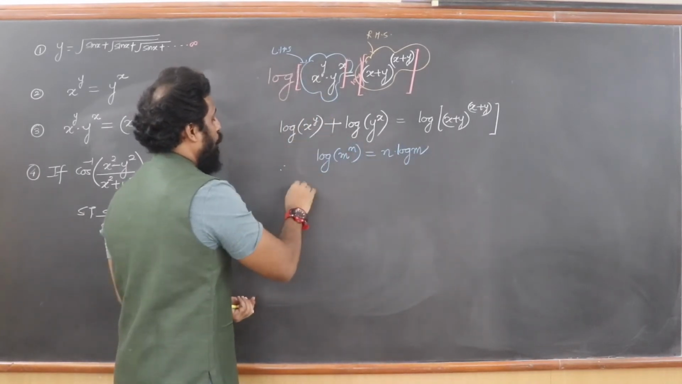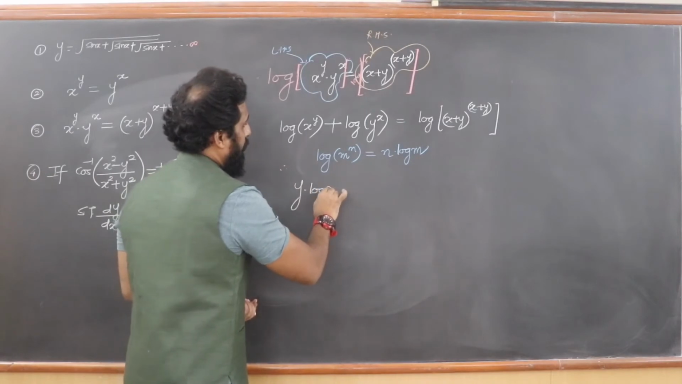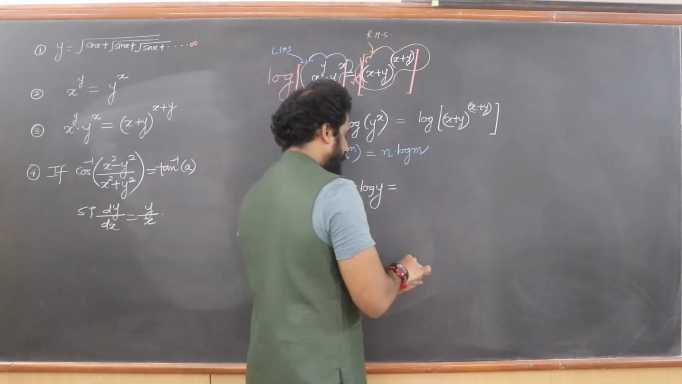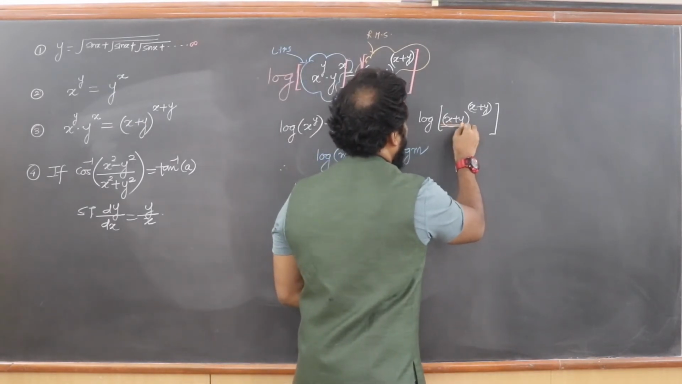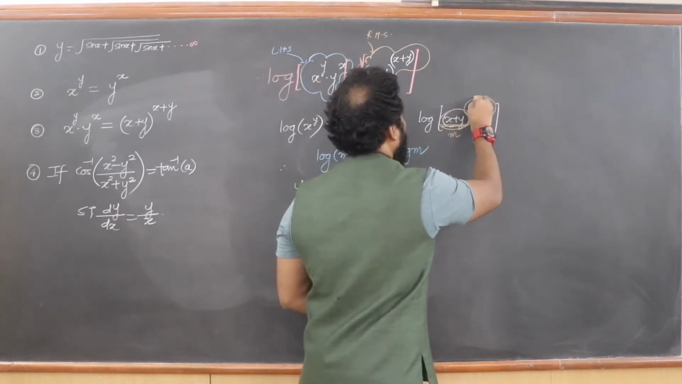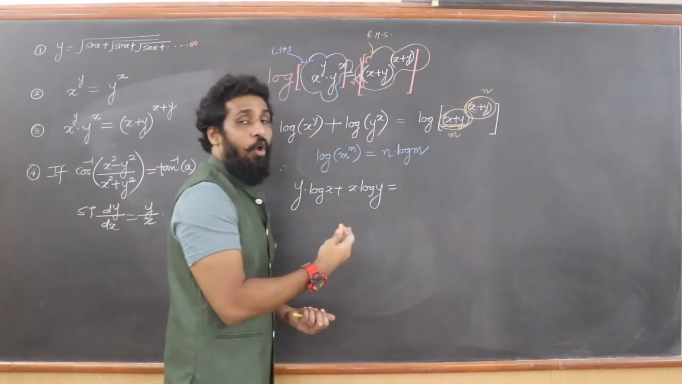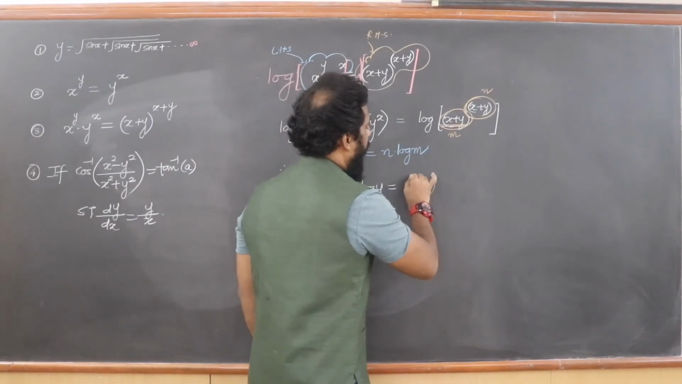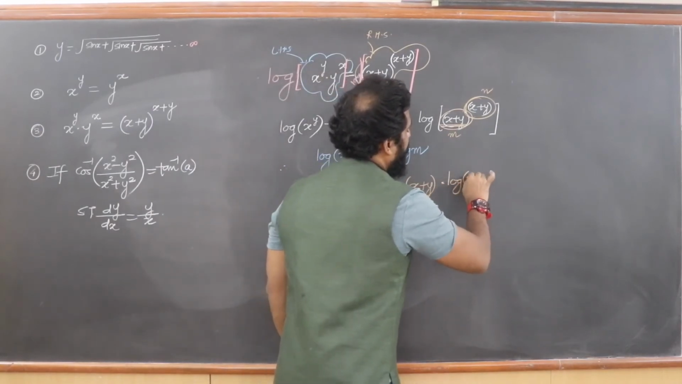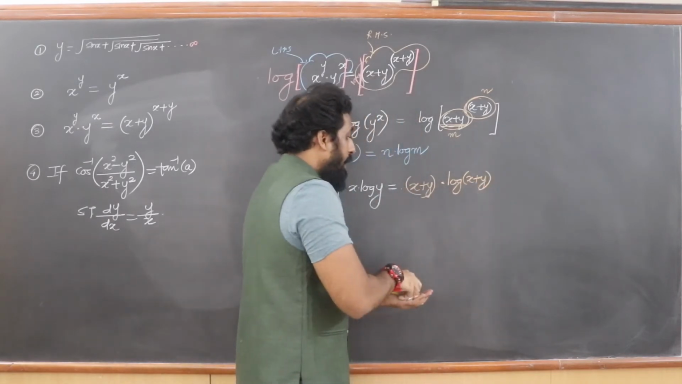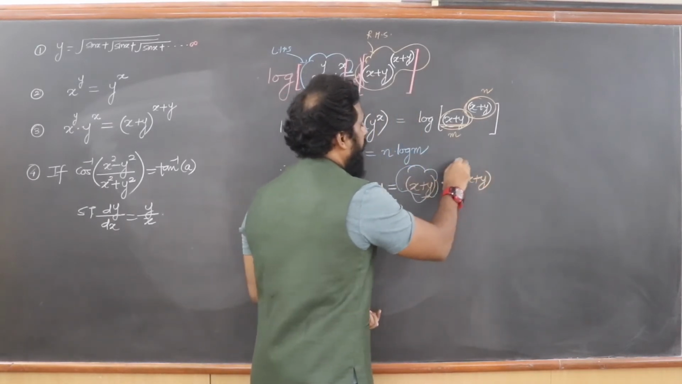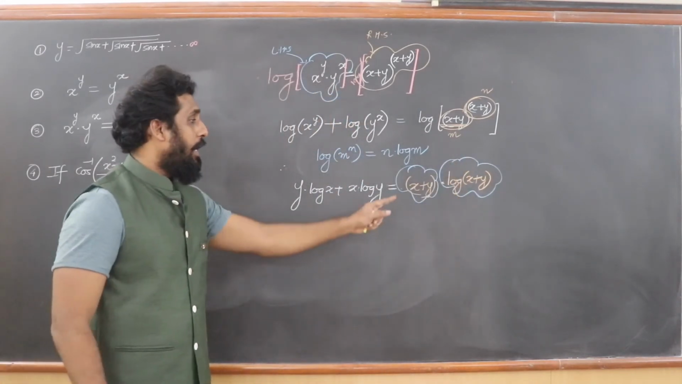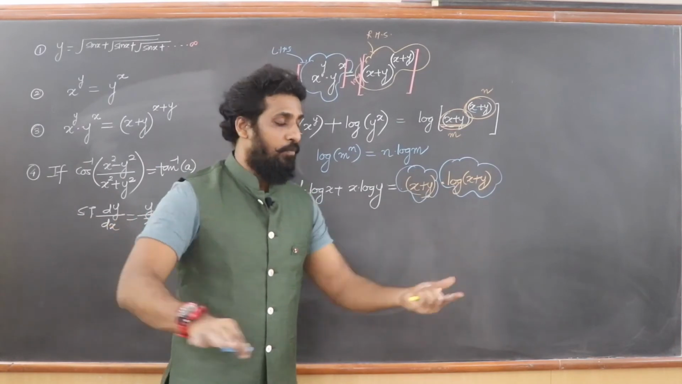So I have log of x raised to y, I can write y log x. Then there is x into log y, isn't it? And then there is this again, x plus y. X plus y is like m, and another x plus y is like n. So this is like log of m raised to n. So again n comes down. So I'll write here x plus y into log of x plus y. Now remember that this x plus y and this log of x plus y, these are two very separate terms from each other.